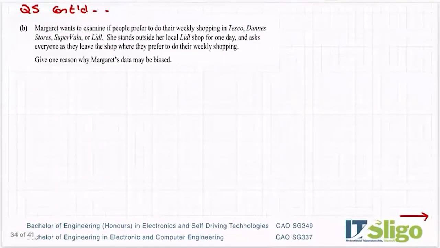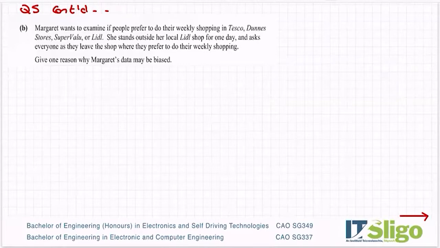Okay, Margaret wants to examine if people prefer to do their weekly shopping in Tesco, Dunnes Stores, SuperValu or Lidl. So she stands outside her local Lidl shop for one day and asks everybody as they leave the shop where they prefer to do their weekly shopping. Give one reason why Margaret's data may be biased.